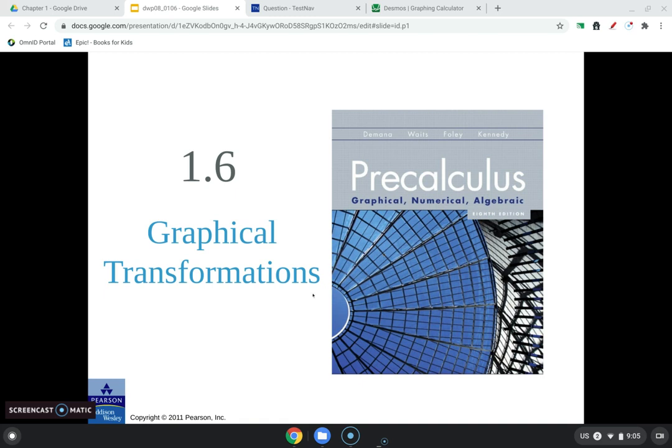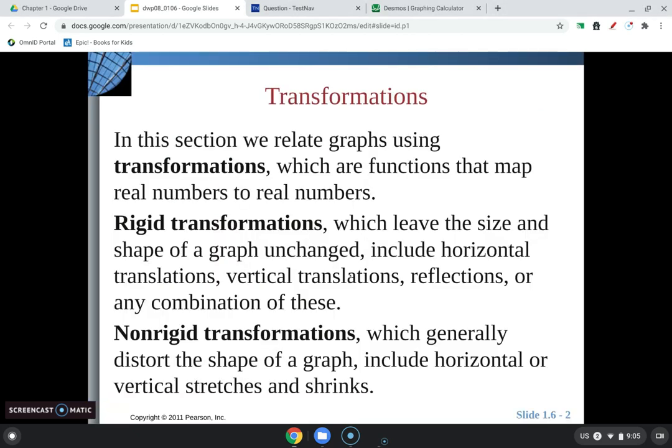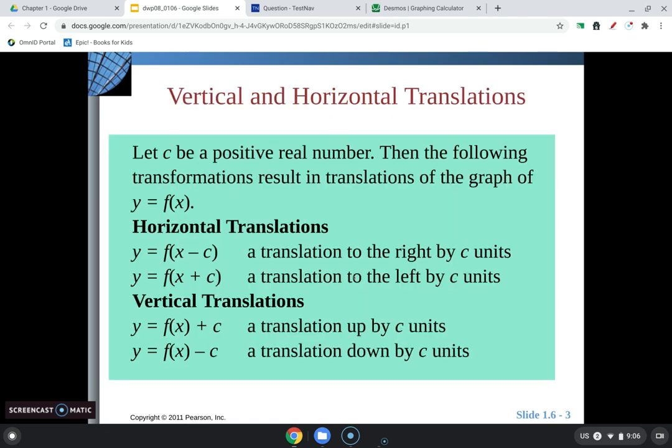This is pre-calc lesson 1-6, graphical transformations. You've done a lot of these already. This will be a review from Algebra 2. All right, so graphical transformations: rigid, meaning we leave the size and the shape unchanged, so like you're moving it left, right, up, down, and reflections. And then non-rigid, which means we're going to horizontally stretch or shrink. So these are all in your book, but these should be familiar to you.